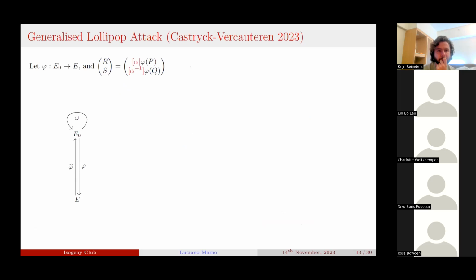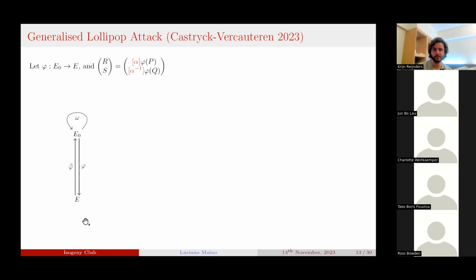Another approach that one can try to attack FESTA is this attack from Castryck and Vercauteren that will be published in AsiaCrypt 2023. This is a generalization of the lollipop attack. So we are exactly in the same scenario as before. We have this isogeny phi, and we have some masked torsion.